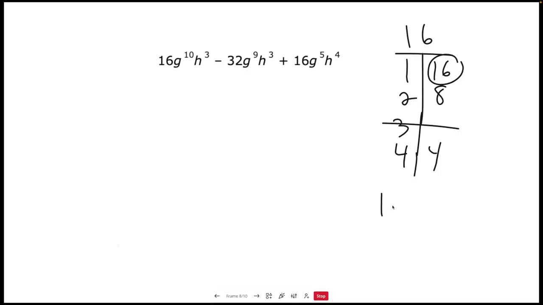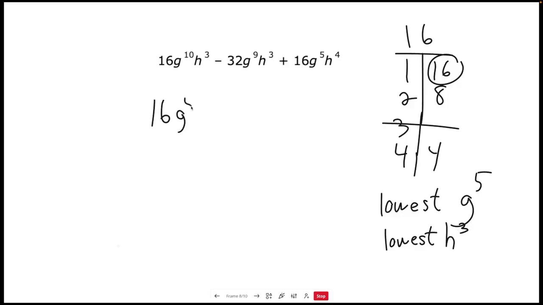The lowest g is g to the 5th, and the lowest h is h to the 3rd. So we're going to take 16 g to the 5th, h to the 3rd. That goes in the front.